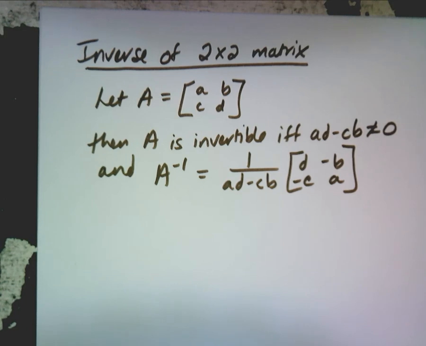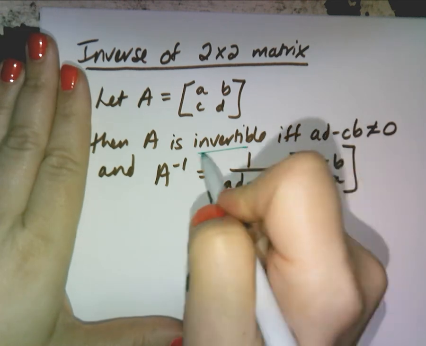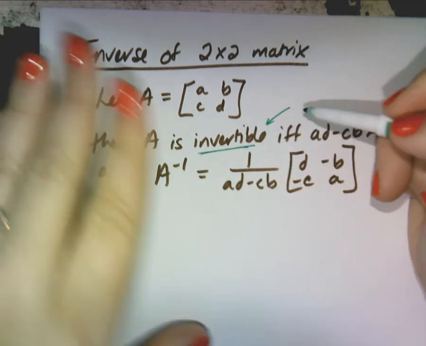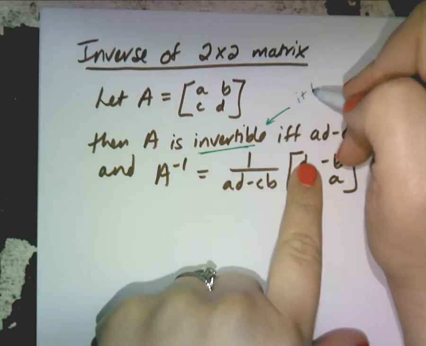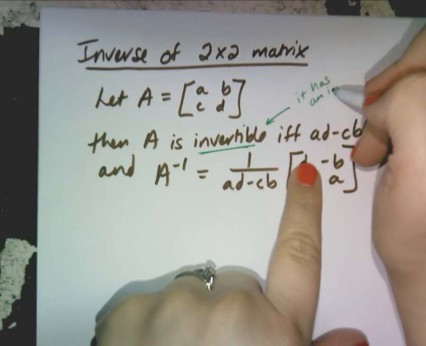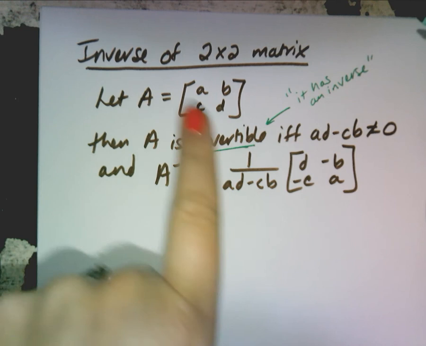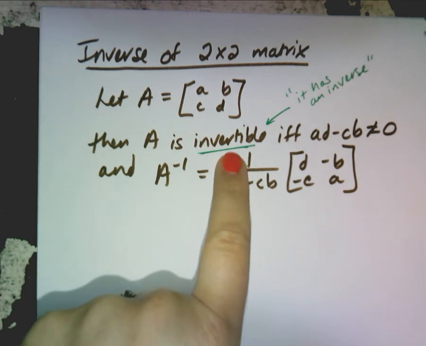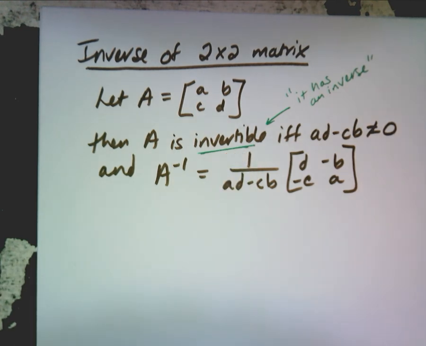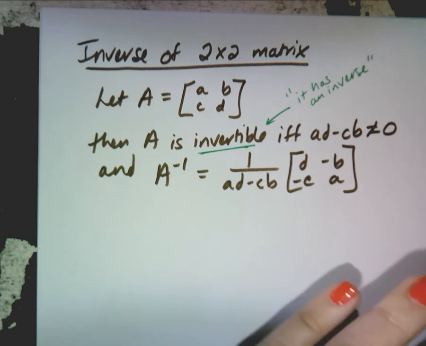Okay. Then A is invertible. Let me explain what this word means. It's just a fancy name for it has an inverse. If here's A, then it has an inverse, okay? Why didn't they just say it has an inverse? I don't know. I don't make up the words. I teach the words, okay?